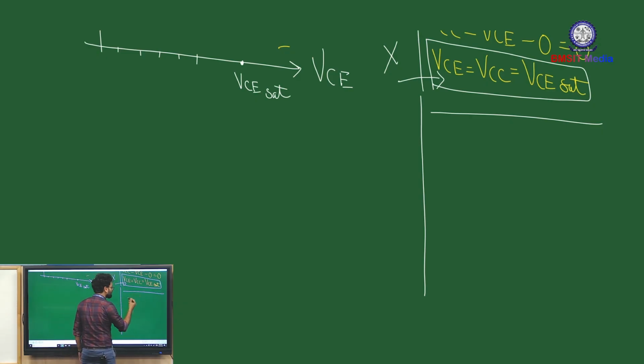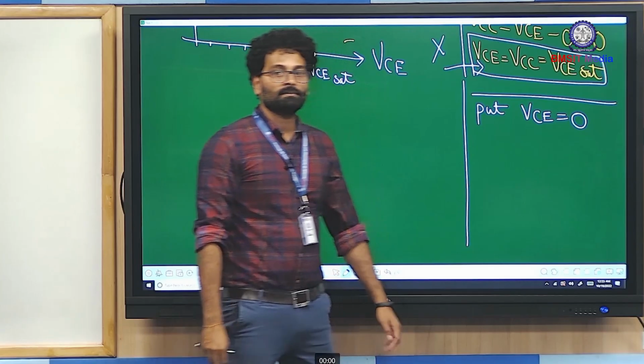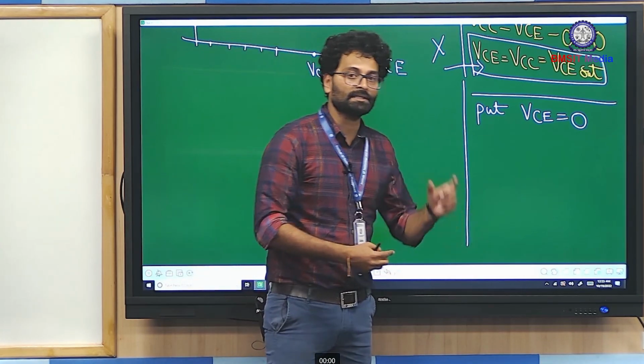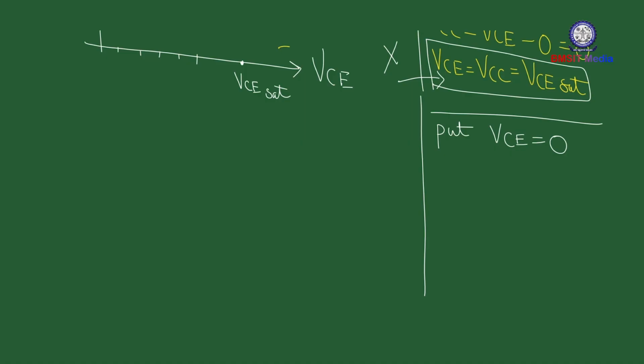Now assume a short circuit scenario, which is analogous to putting VCE equal to 0. So voltage becomes 0 when there is a dead short circuit, right? This is analogous to a short circuit situation in which current is maximum but voltage is 0.